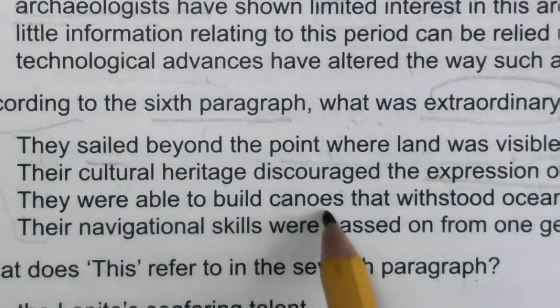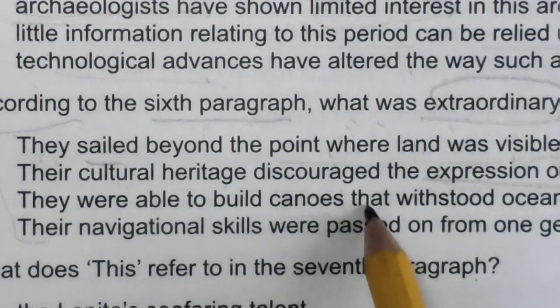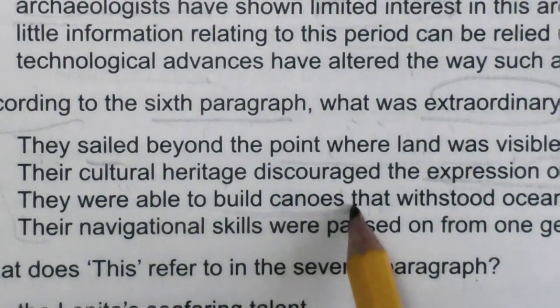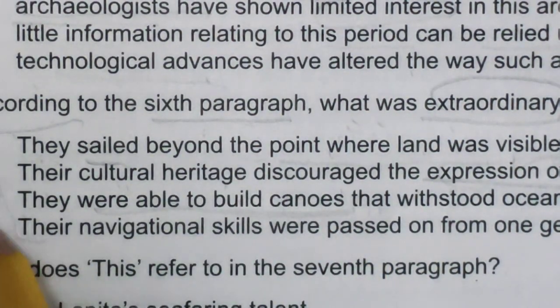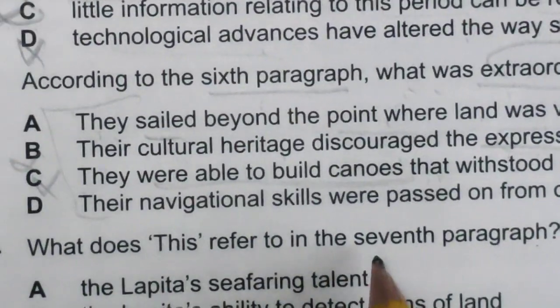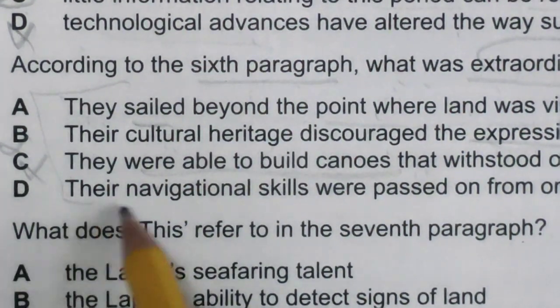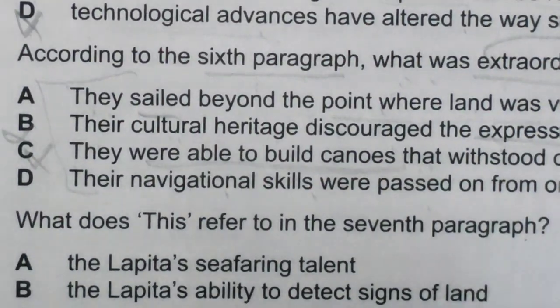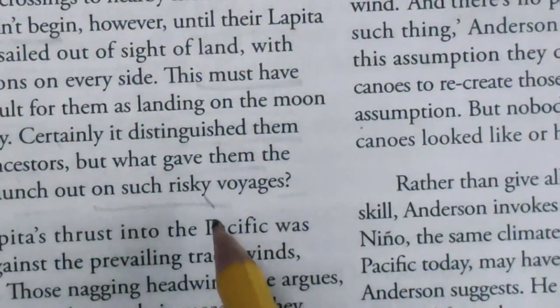C: They were able to build canoes that withstood ocean voyages. They were able to build canoes, so nothing about that. There is no support for B and C. D: Their navigational skills were passed on from one generation to the next. That is given at the end.